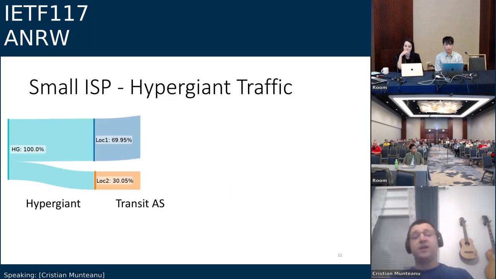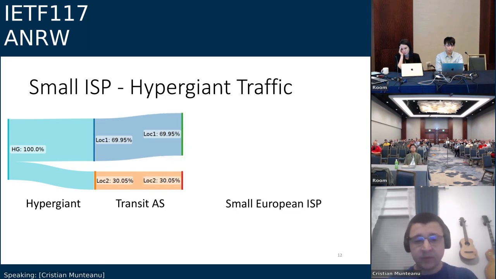Let's have a quick look. We have here on the left side a hypergiant that would like to send some traffic to a small European ISP. The first thing it does is send the traffic to the transit AS. As we can see, the traffic is split in two different locations, in this case two different countries. And what the transit AS will do is simply pass over, if it can, all this traffic to the small European ISP, right? So in this case, it will just move forward to some other routers, but keep the same location.